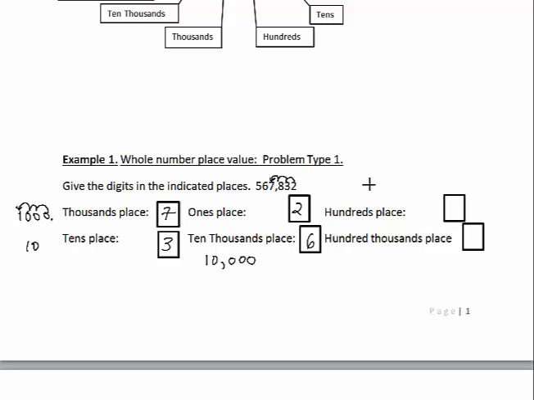Hundredths place, 1 with 2 zeros. 1, 2, 3. So 1, 2, 3 takes us to the 8. 100,000ths place, 100,000. 1, 2, 3, 4, 5, 6. Okay, where is the 1 located in 100,000? 1, 2, 3, 4, 5, 6. The 5. Alright.